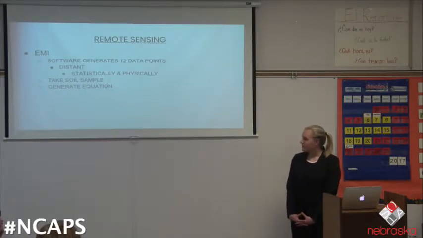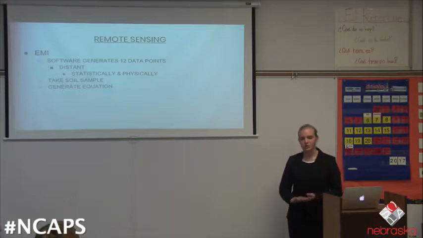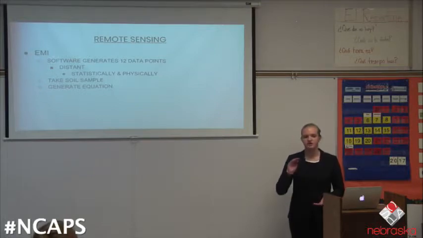And so the EMI gathered all this information, and then there was a software that generated 12 data points. And these data points were all distant from each other. So these were points in the field that were statistically different from each other. The 12 points ranged from really low measures of salt content to really high. And so the 12 points were spread as far apart as they could. So you had the low one, the ones in between, and the high one.